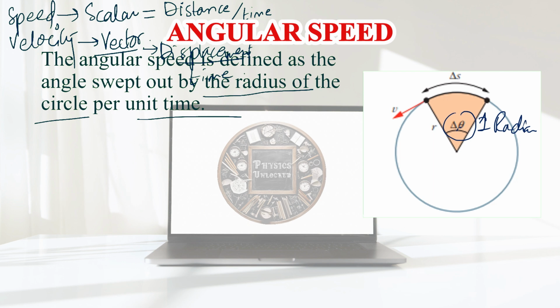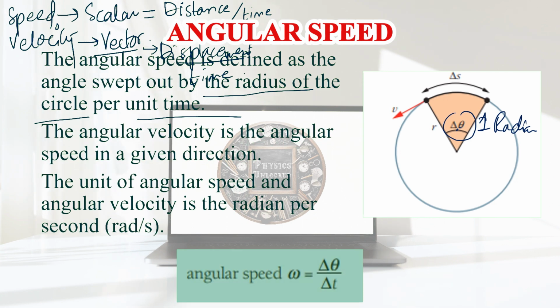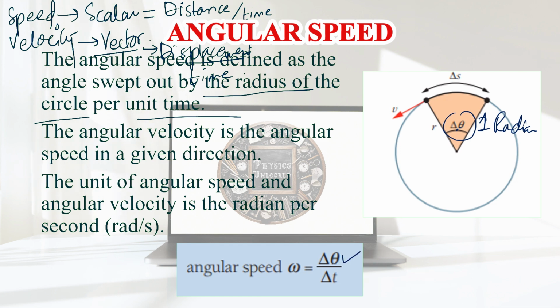This angle swept out by the radius of the circle per unit time. Okay, let me take a highlighter. So how are we going to write it? Look here, the formula is del theta divided by del t.